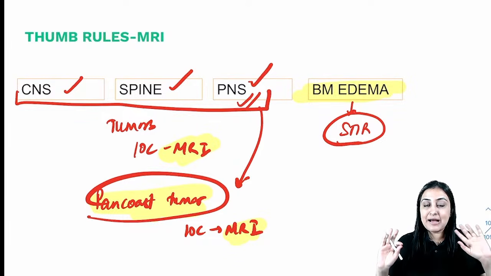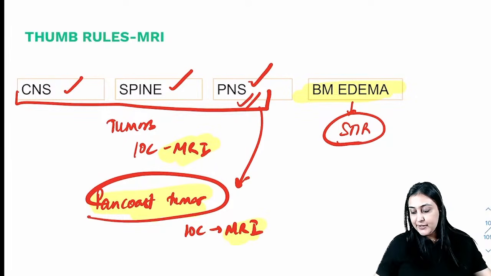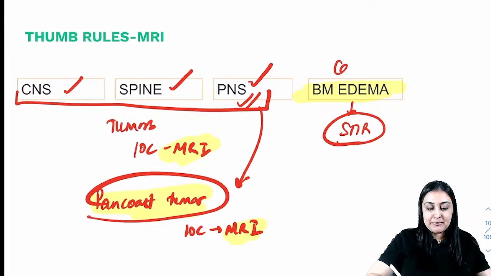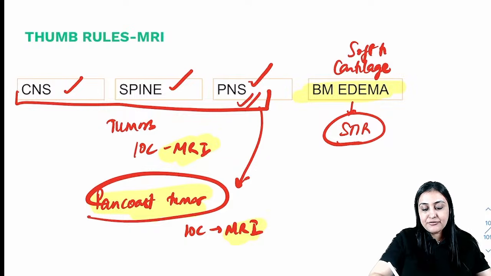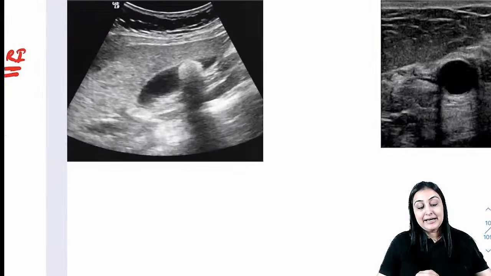Anything brain, anything spine, anything nerves, anything bone marrow, answer is MRI. Okay, simultaneously also remember anything cartilage, anything soft tissue, also it's going to be MRI. High soft tissue resolution, it can visualize cartilage, it can visualize soft tissue, it's going to be MRI.